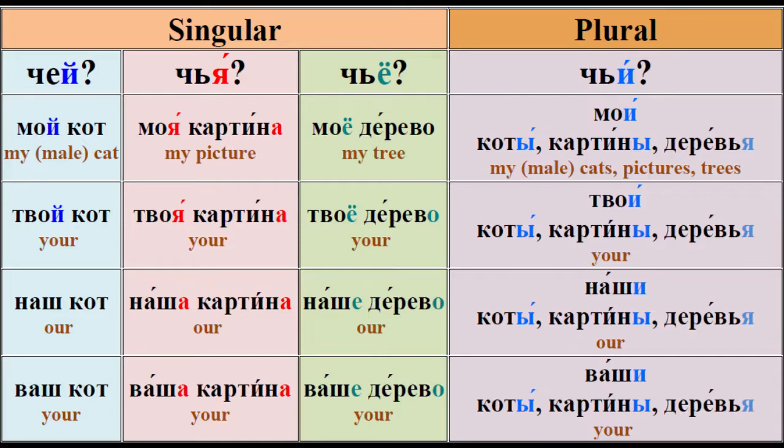If the noun is neuter, your will be ваше. Ваше дерево. And if the noun is plural, the possessive pronoun your will sound like this: ваши. Ваши коты, ваши картины, ваши деревья.